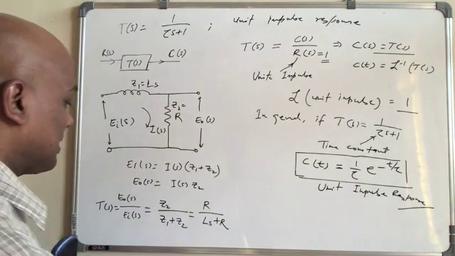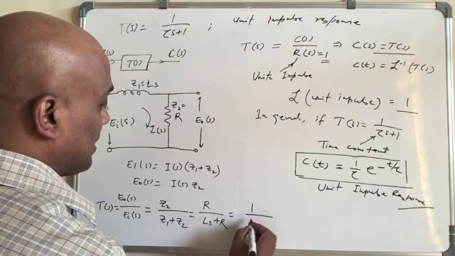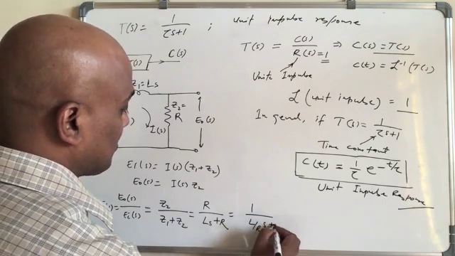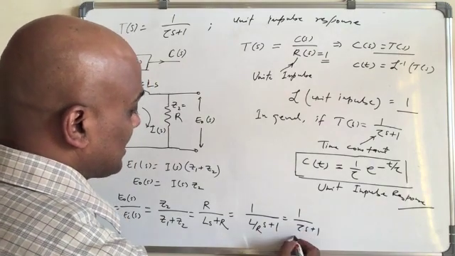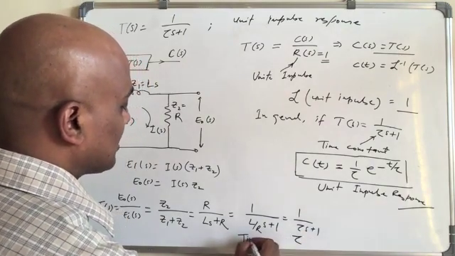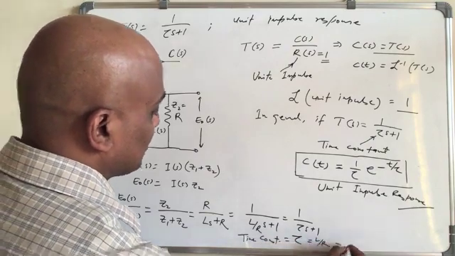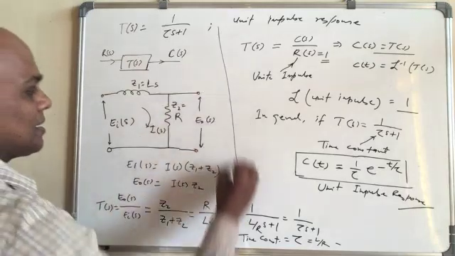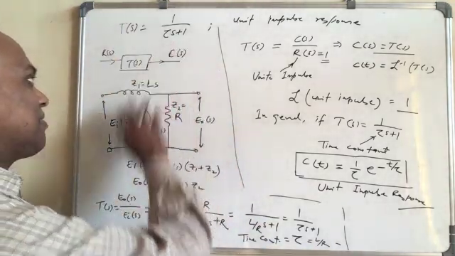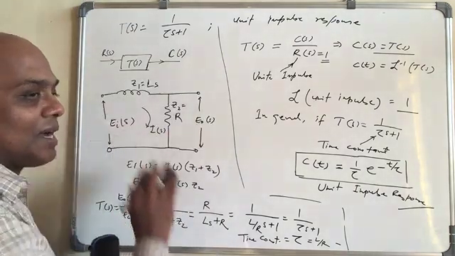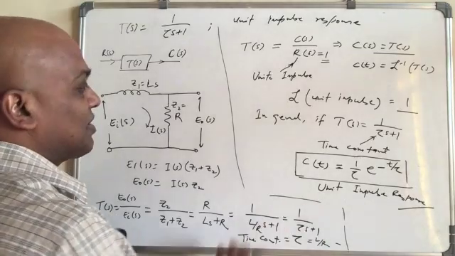Simply dividing through, you get 1 over (L over R)s plus 1, which is equal to 1 over tau s plus 1. So in this case the time constant tau is equal to L over R. This is another system. Since we are studying all kinds of systems, this is a first order system, equivalent, meaning that we have the same form of transfer function.